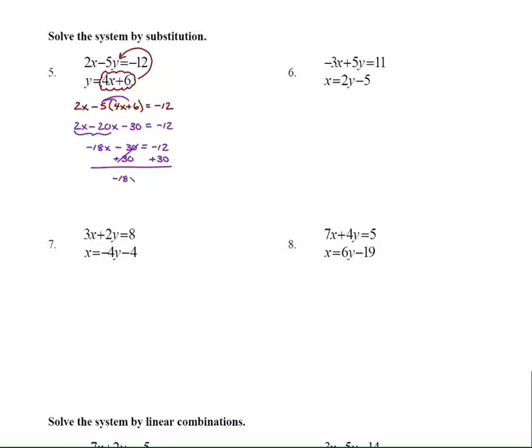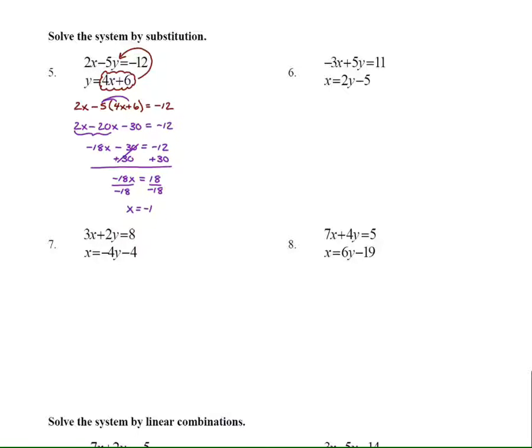And then I want to actually solve for x, so I would add 30 to both sides, and I'd get negative 18x equals 18, and then divide both sides by negative 18. So what I have is x is negative 1. So that is part of my answer.